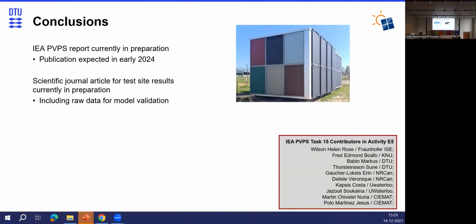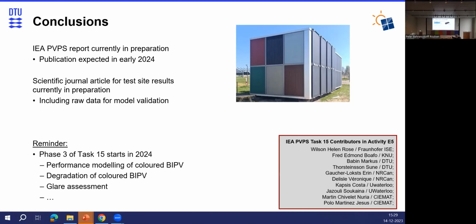And that brings me to the conclusions already. So we investigated this BIPV facade test site, and brought it in Task 15 Subtask E5. There's an IEA PVPS report currently in preparation, which is expected to be published in early 2024. And for our own results, we're currently working on a journal article, which will also include the raw data from our system, so that modelers can use them to verify their own models. And yeah, just a short reminder from what Sune said before, phase 3 will also include a lot of modeling on performance, degradation, and glare, and also looking at color PV.